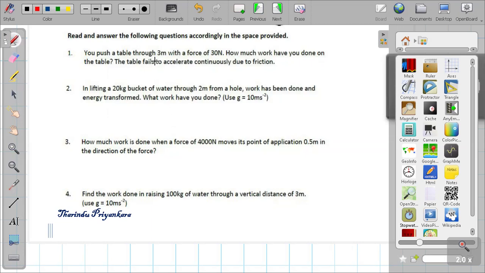You push a table through 3 meters with a force of 30 Newton. How much work have you done on the table? Oh, it is 90 joule. Okay, understand?